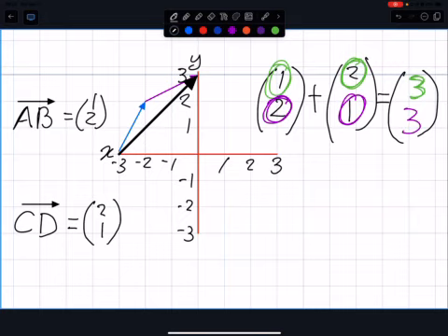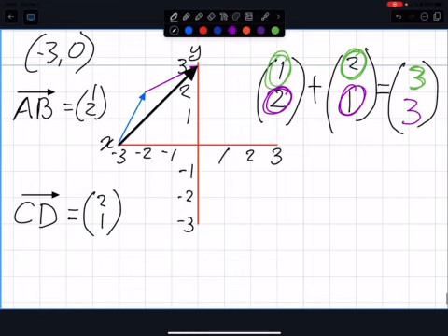And the thing that they're going to ask is, do you remember I said we were standing at the coordinate -3, 0? And then I moved in the vector 3, 3. Where am I standing now? At the coordinate 0, 3.